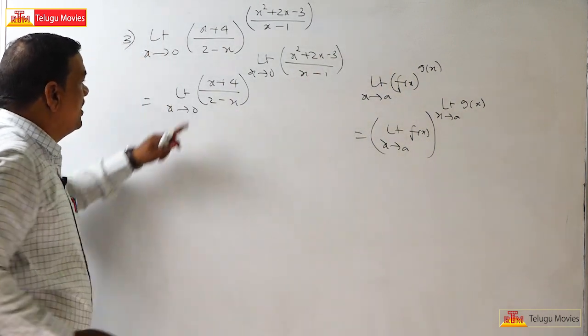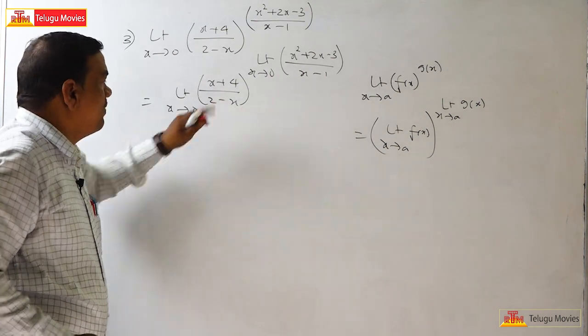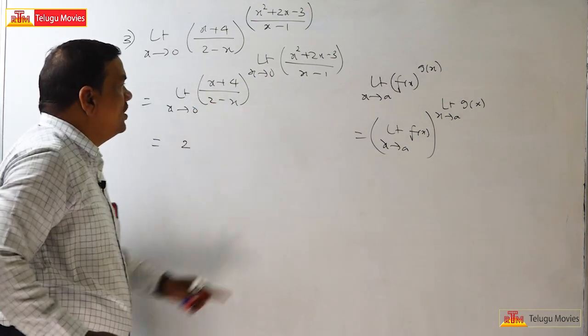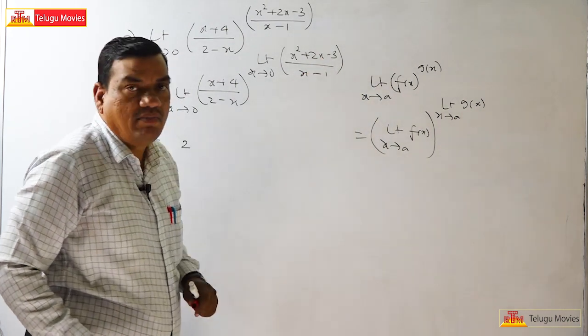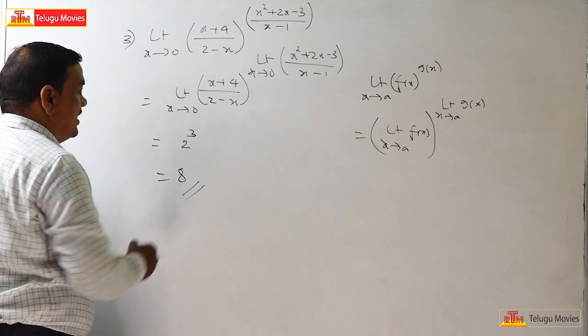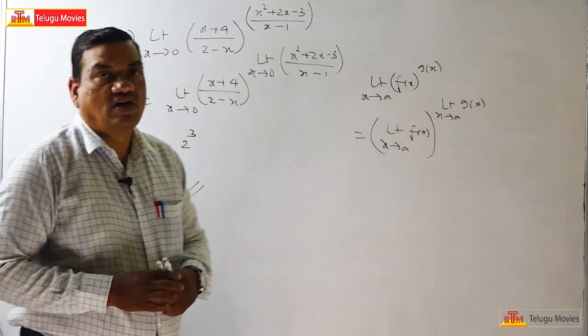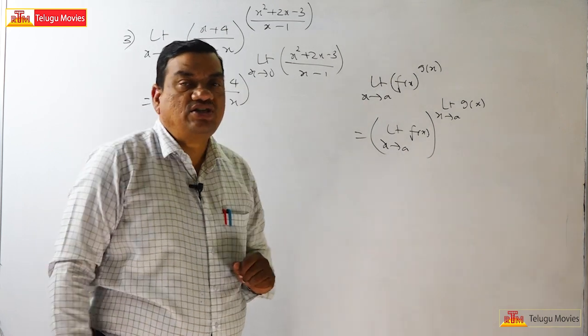So here x will get cancelled. x will be 0, so 4 by 2 is equal to how much? 2. And here also 0, 0, 0, minus 3 by minus 1, it is 3. 2 cube is equal to how much? 8. So 8 is the perfect answer. Okay, now, very easy problem. I hope that you understand this solution.